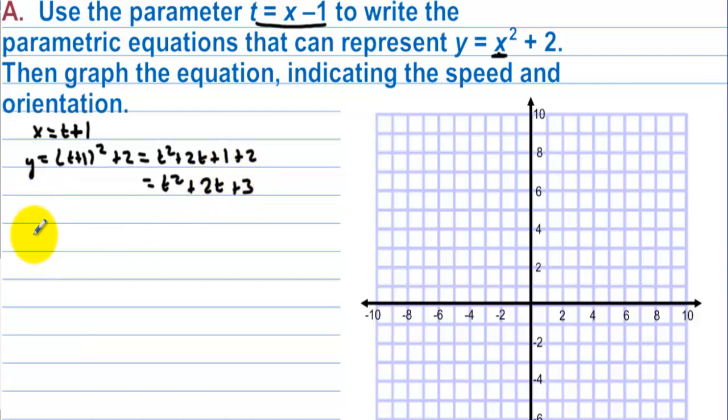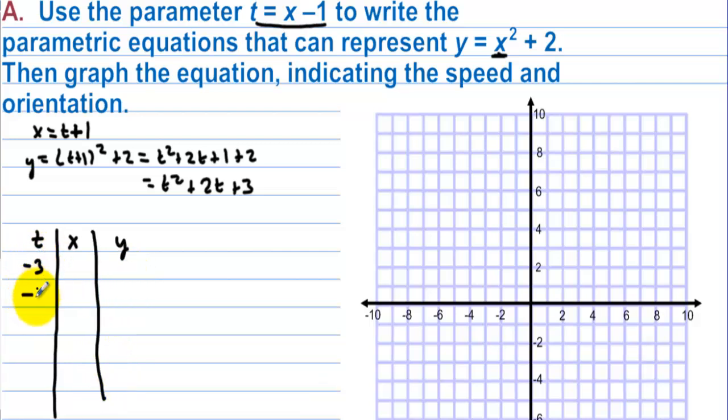Now let's make a chart. We have the t's, the x's, and the y's. And let's have t go from negative 3 to 3: negative 3, negative 2, negative 1, 0, 1, 2, and 3. That way I can keep it on the screen. Then x is going to go, if negative 3 plus 1, that's negative 2, negative 1, 0, 1, 2, 3, and then 4. And let's find out what y is.